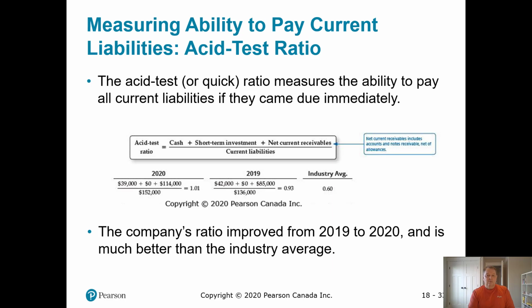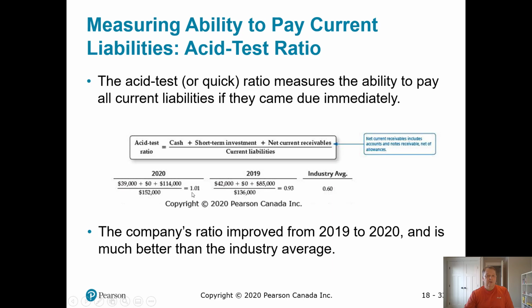It's really we're looking at whether or not they've got enough short-term money to pay their current liabilities if they're forced to do it. So we're taking cash, short-term investments, and net current receivables, and we're putting that over current liabilities. And what it does is it measures and says, well, if we turn these all into cash, could we pay our current liabilities if we were pressed?